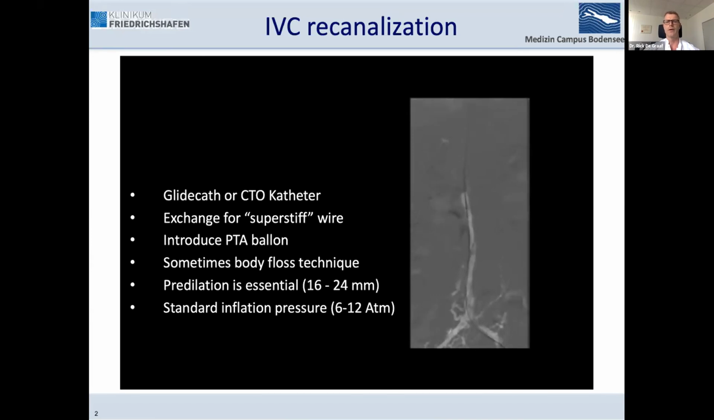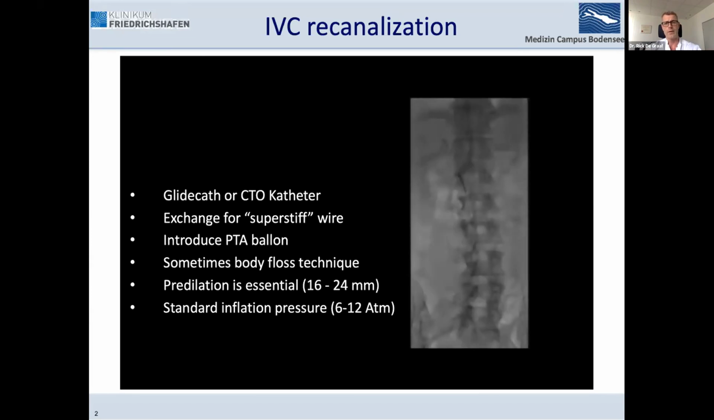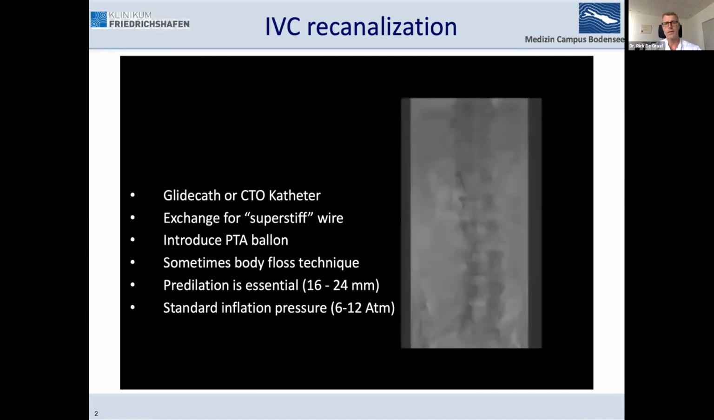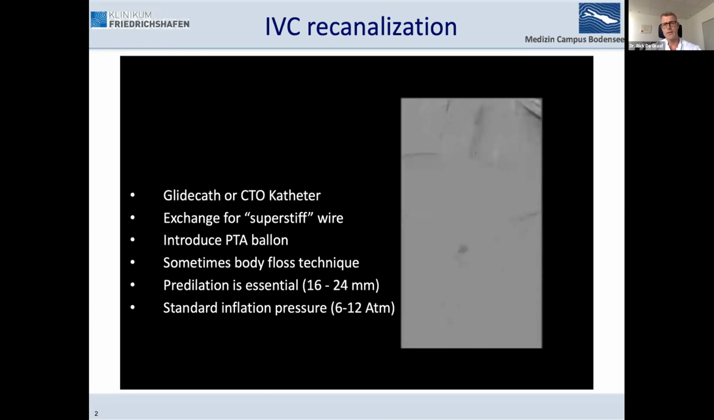Sometimes, if a balloon doesn't go up, then you need a body floss technique. But in this case, you can just push, inflate a large balloon directly over that stiff wire, like 24, 25 millimeters. And oops, we got a problem, because I didn't check. Well, in this case, I did check. Yes, there's the collateral, the varicose vein that Iman was talking about.